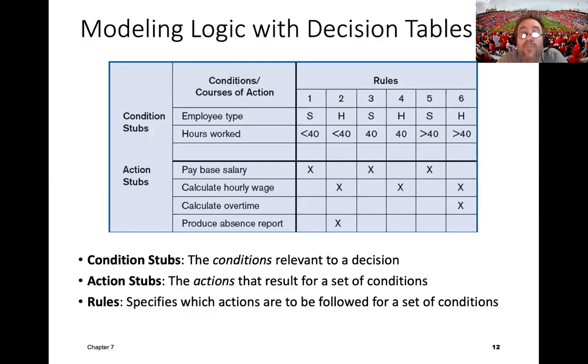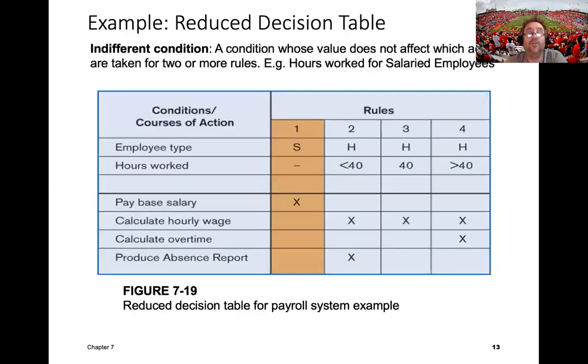So we saw that if you're salaried and you work less than 40, the action is to pay your base salary. If you're an hourly employee and you work less than 40, you'll calculate your hourly wage and produce an absence report, and so on and so forth. Okay, so I think this was pretty self-explanatory. But then we realized as well that we can actually reduce this decision table. We can make it more efficient.